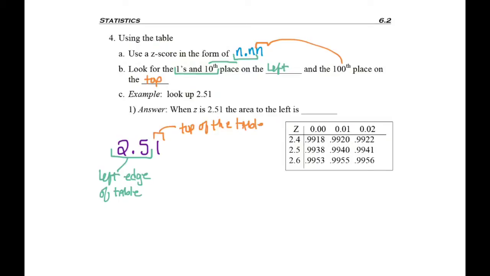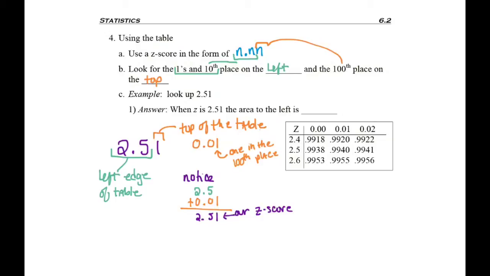And for that 1, we're going to look at the top of the table. The hundredths place we look for on the top of the table, which we'll have to look for in the form of 0.01 because that 1 needs to be in the hundredths place. And then you should see that digit up here. Just to clarify how we've broken up the number, we took the 2.5 from the left and the 0.01 from the top, and if you were to add them, lining up decimals, it is our z-score.